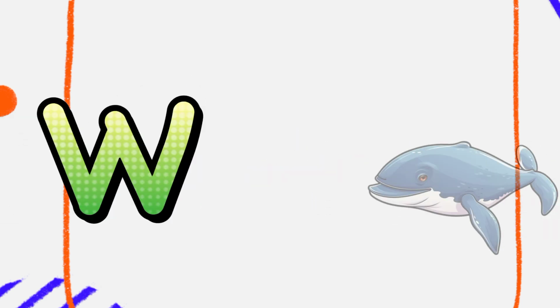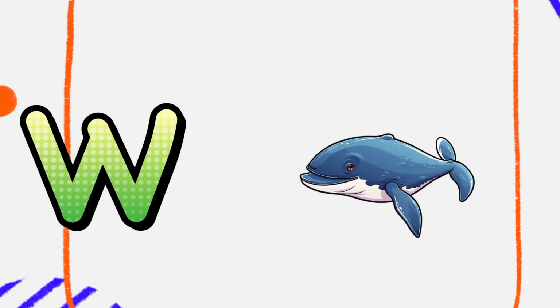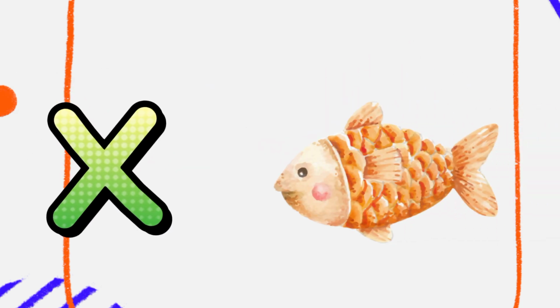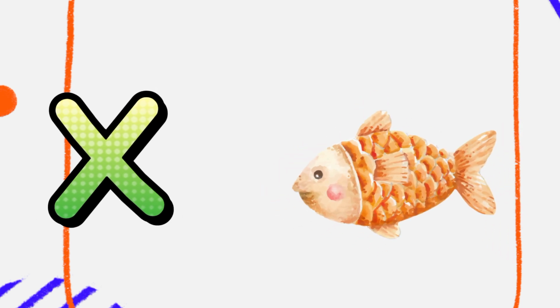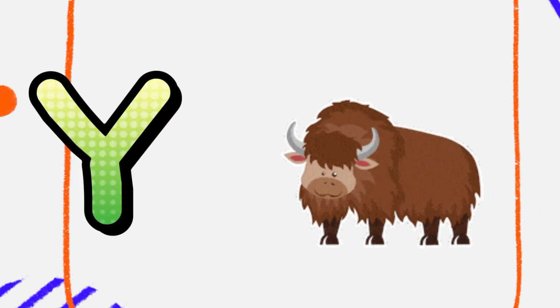W is for whale, W, W, whale. X is for x-ray fish, X, X, x-ray fish. Y is for yak, Y, Y, yak.